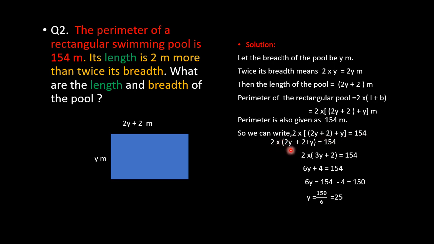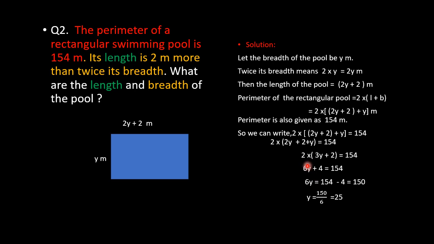Now we have to simplify the bracket. We have to remove the square bracket by taking the terms outside. So it becomes 2 into 2y plus 2 plus y is equal to 154. And again simplify the smaller bracket. So we have 2y and y inside. They are like terms. So it becomes 2y plus y, we get 3y. So the equation becomes 2 multiplied by 3y plus 2 is equal to 154.